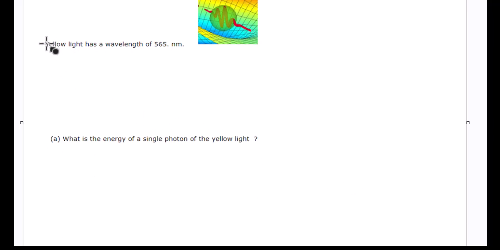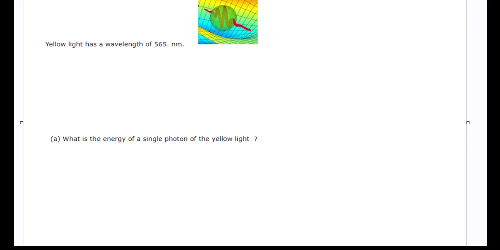Here we've got yellow light with a wavelength of 565 nanometers. Light is composed of photons, and they have a specific wavelength. In this case, it's given in billionths of a meter. That makes the number easy to use, nanometers. That's pretty typical right now for measuring wavelengths of light. And the question is, what's the energy of a single photon of the yellow light? So we've got little bundles of energy that are defined by quantum, and those are called photons. So we're going to find their energy.